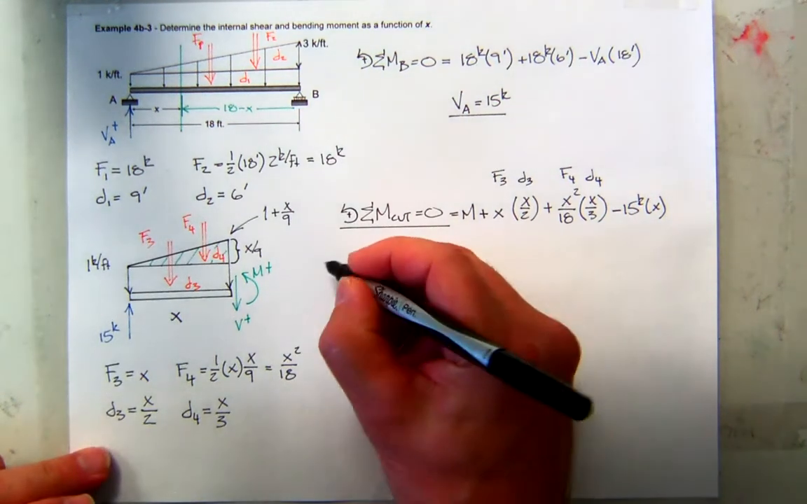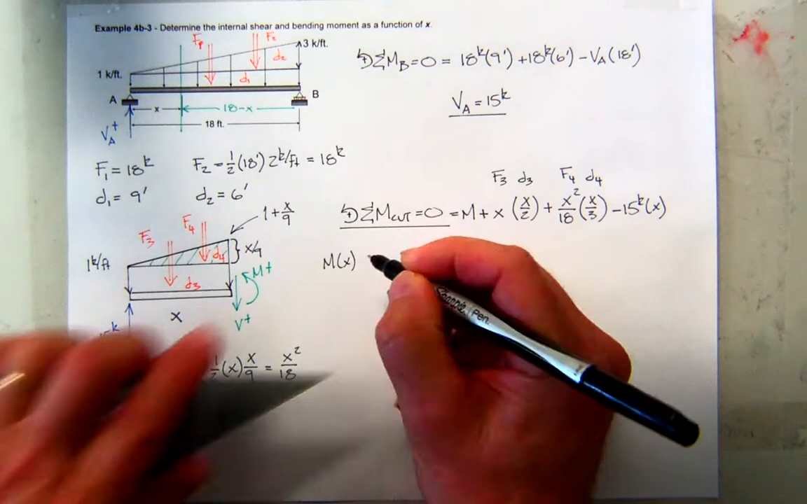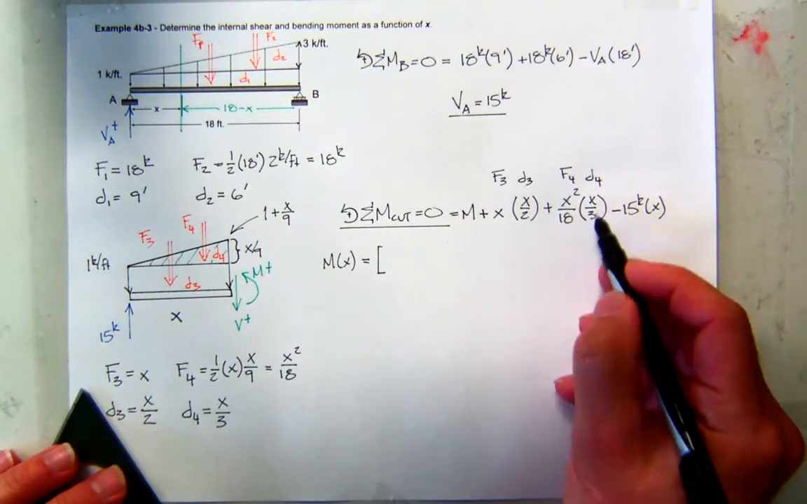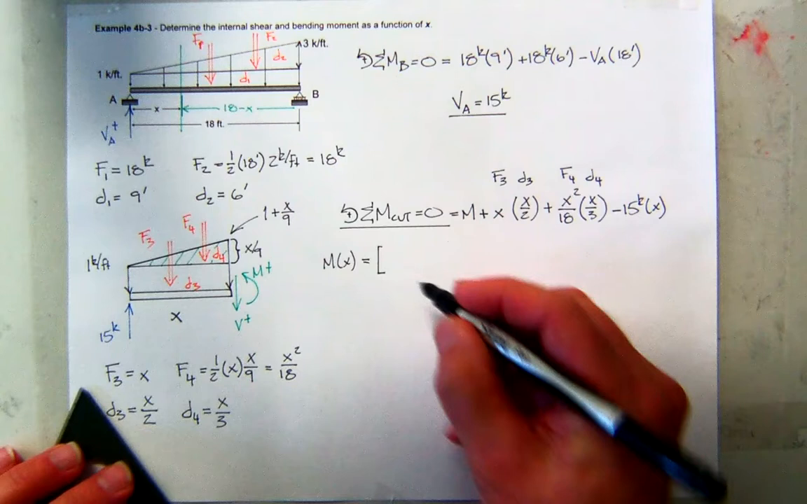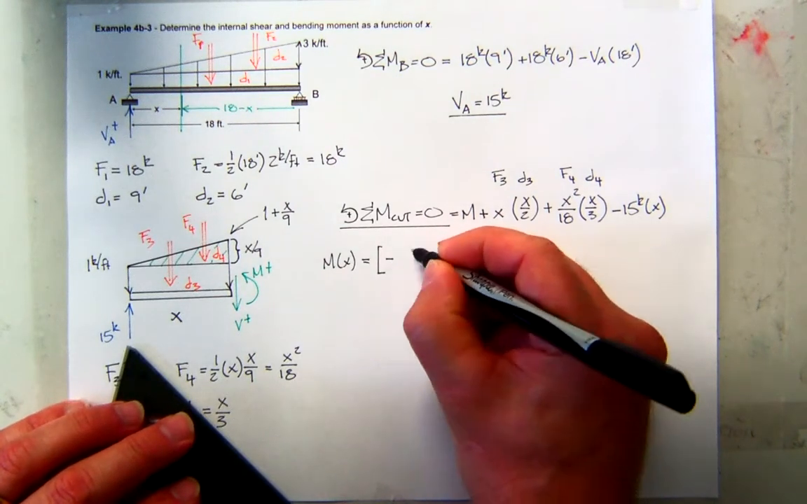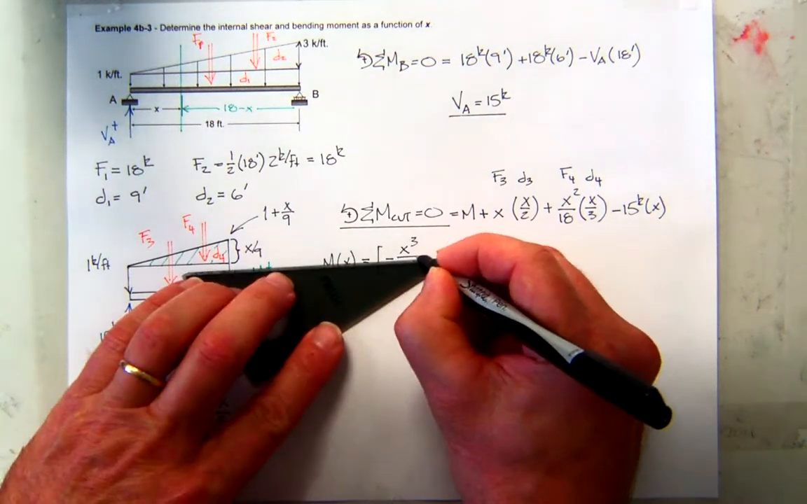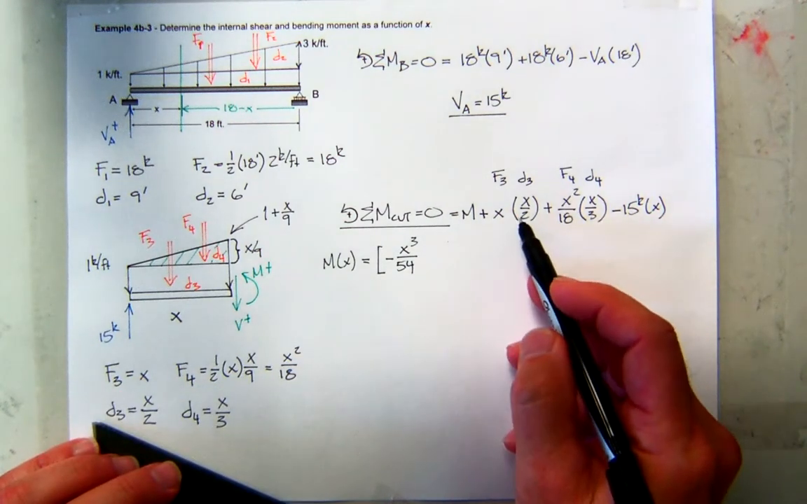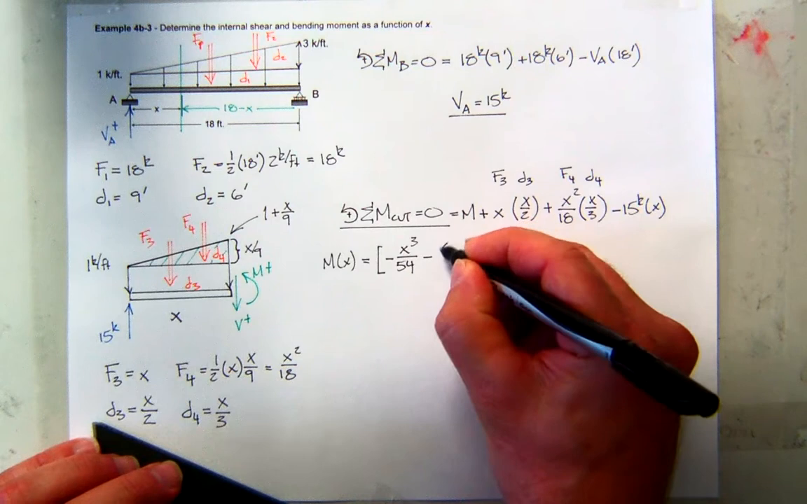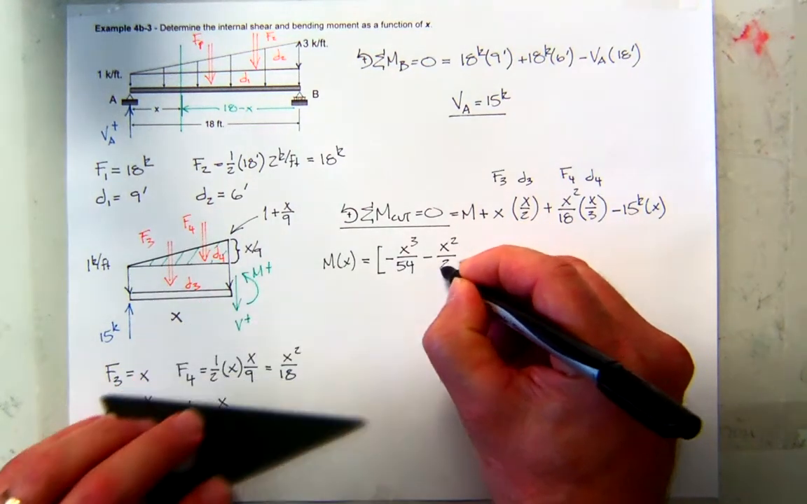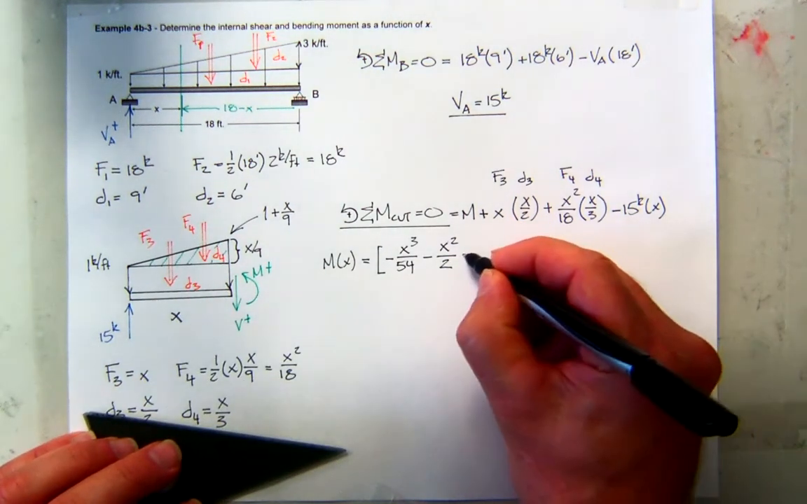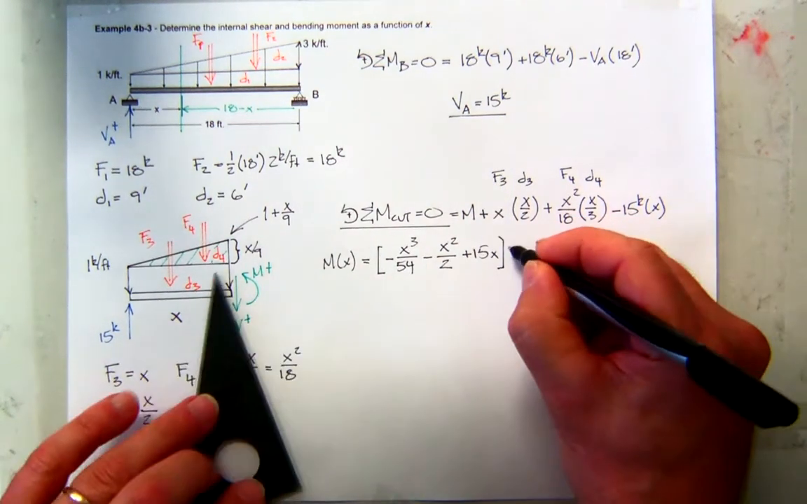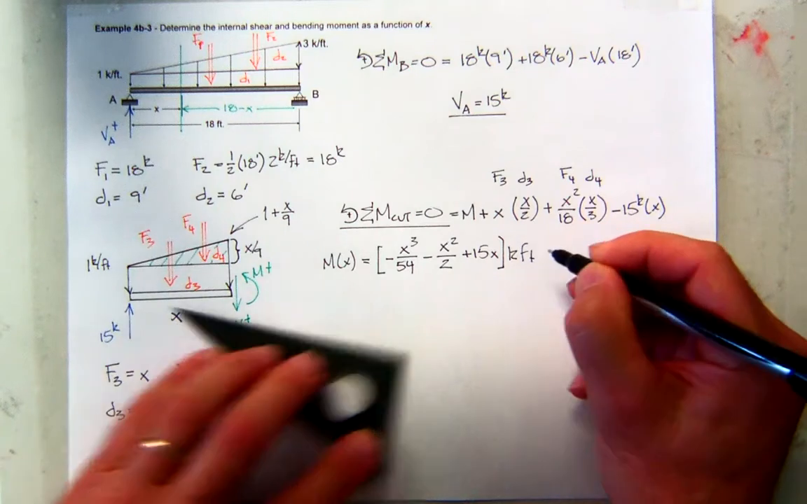So now we solve for the moment. So moment as a function of x will be the following. So this is going to be the bigger term. So that's going to be x cubed over 54. And that will be negative x cubed over 54. This is going to be x squared over 2. And that's also negative. And this is going to be 15x. And that should have the units of kip-feet.